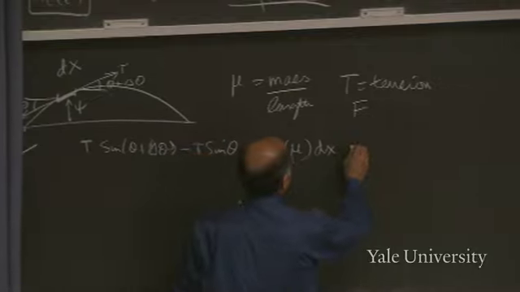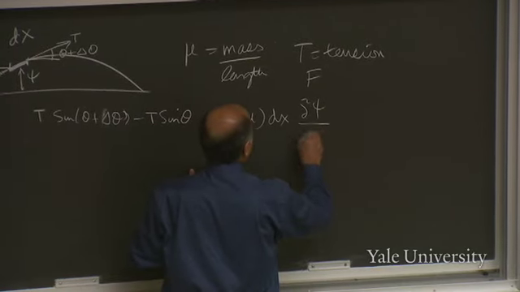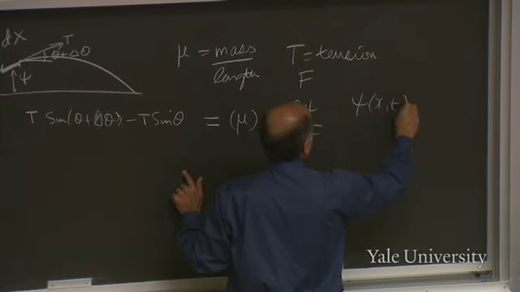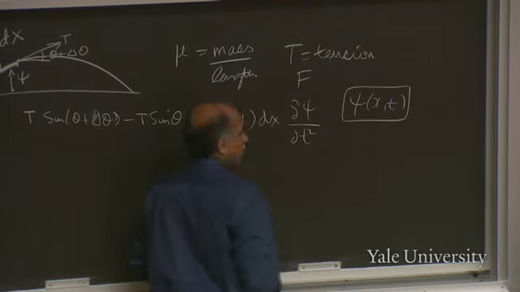So the acceleration is the second derivative, and I write partial derivative because psi can vary with x or it can vary with time, and I want to take the second time derivative.